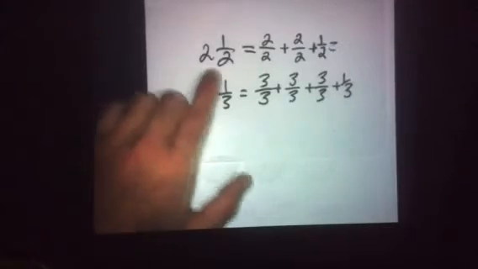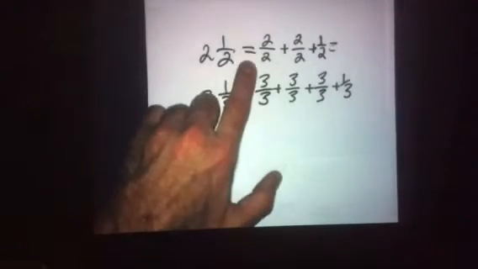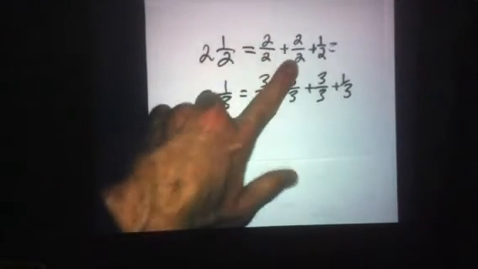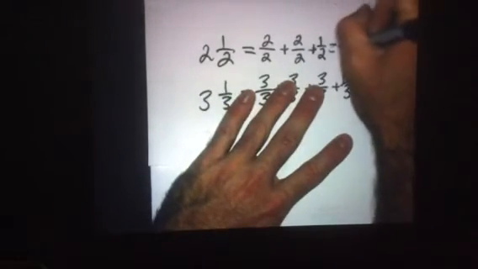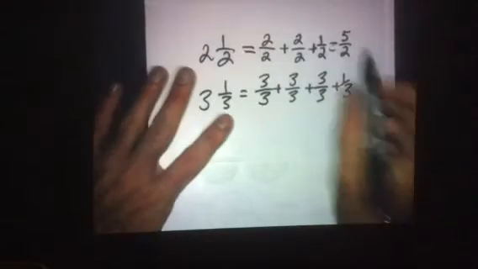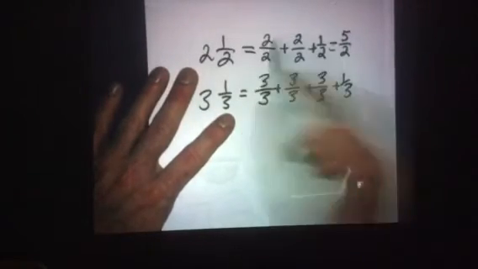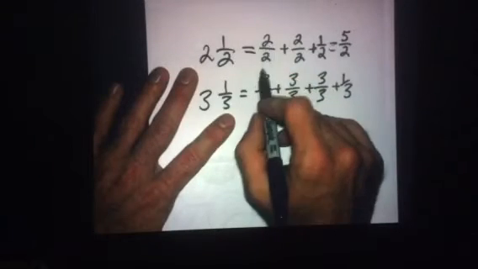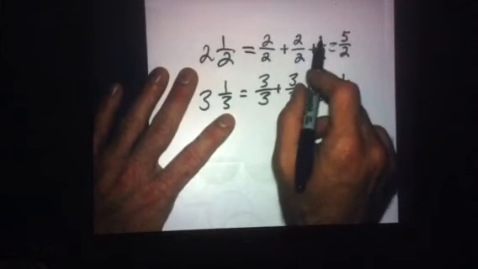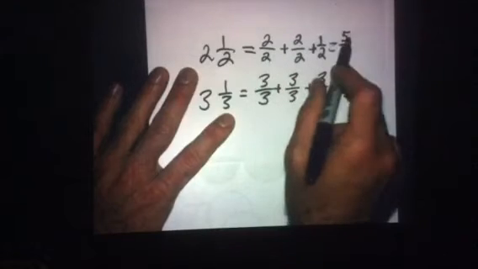Now I'm going to add an additional part to that. 2 and 1/2 is equal to 2 over 2 plus 2 over 2 plus 1 over 2. So you could write this as an improper fraction, which is 5 over 2, or 5 halves. Now the reason I did that is you can see you have 2 halves plus 2 more halves plus another half. 2 plus 2 plus 1 is 5.